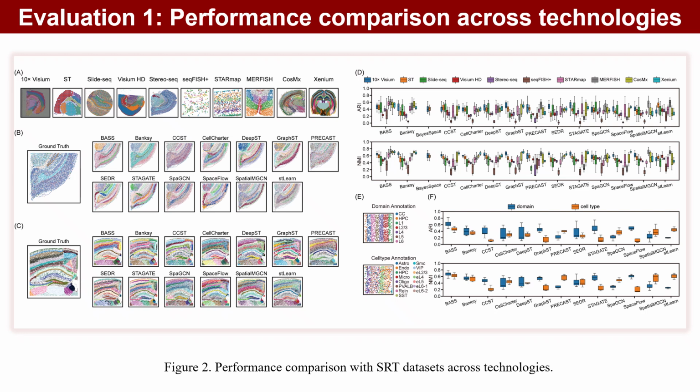In contrast, high-resolution platforms such as StereoSeq and Xenium enable single-cell resolution, where cell-type clustering becomes important, and benefit from methods like ST-Learn. Notably, Base and Banksy demonstrated flexibility in balancing both tasks effectively.